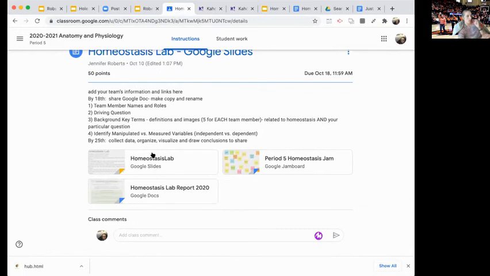So there's two documents here, one that says Google Slides, Homeostasis Lab. That's so I can kind of see all of your work at once in a gallery mode. And then individually, as a team, you have your own lab report. So Homeostasis Lab Report is a template that you're going to make a copy of today and tell me what everybody's doing in their roles, and choose colors. Like I'm going to be the red text and you're going to be the green.